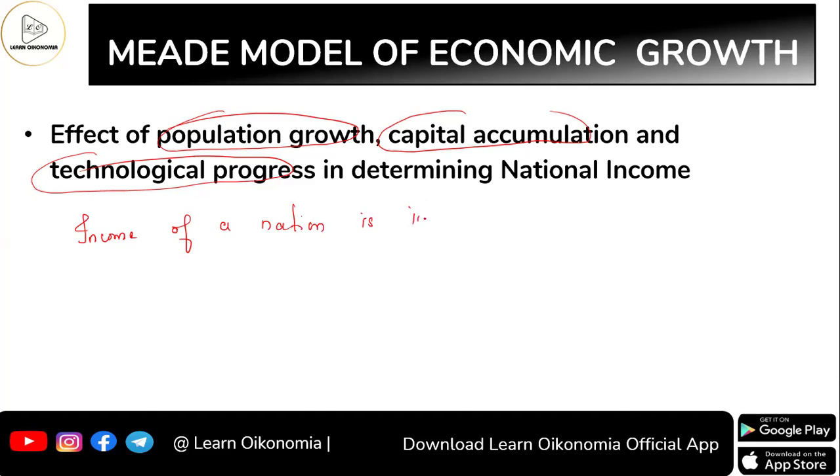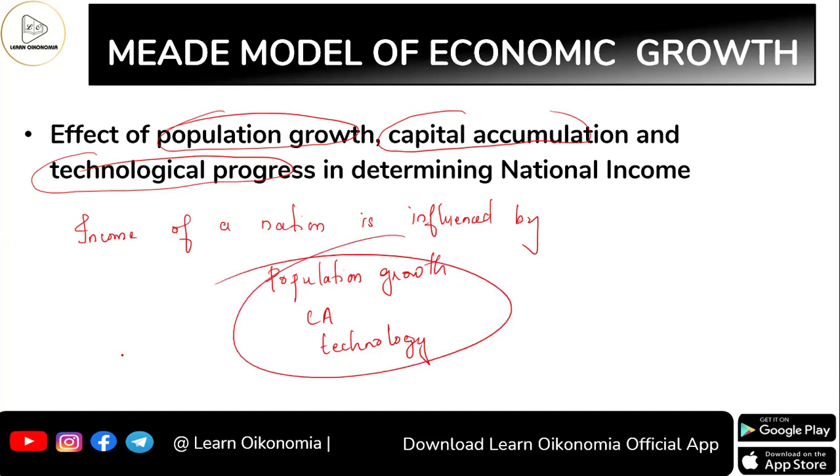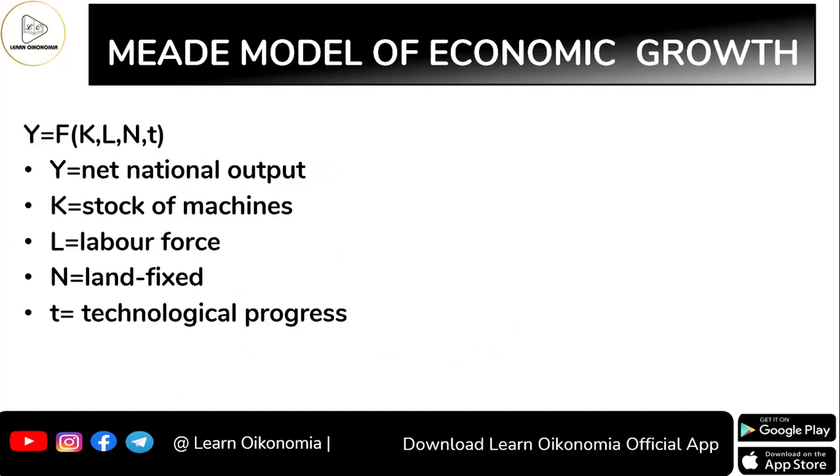is influenced by population growth in the nation, then capital accumulation, and also technology in the economy, the progress of technology in the economy. So we will see how these happen in the economy and how Meade was progressing with his explanation of economic growth. So he was using a production function here.